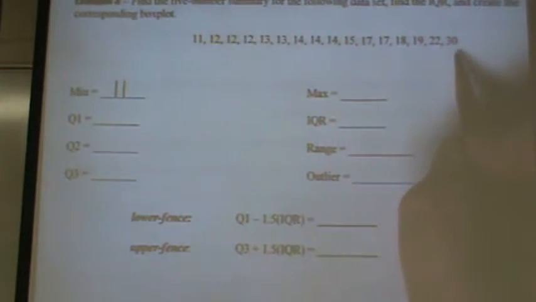So this one already is, so what's our minimum value? Our smallest value for this set is 11. And then our maximum value, or our largest value, is 30.